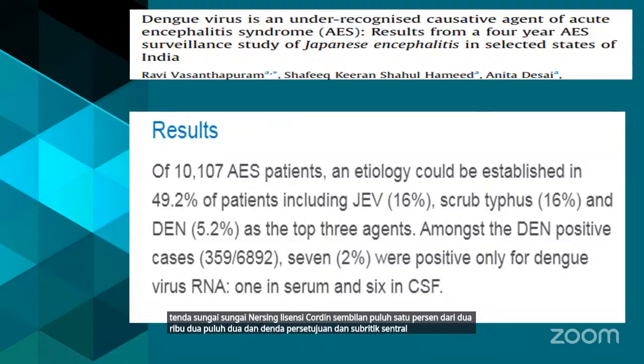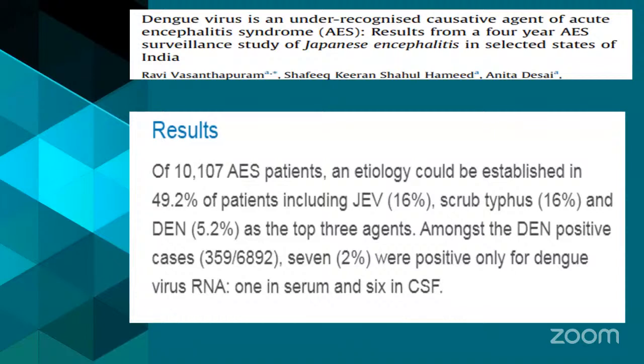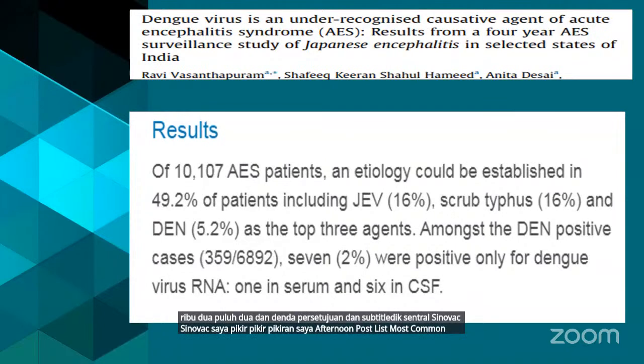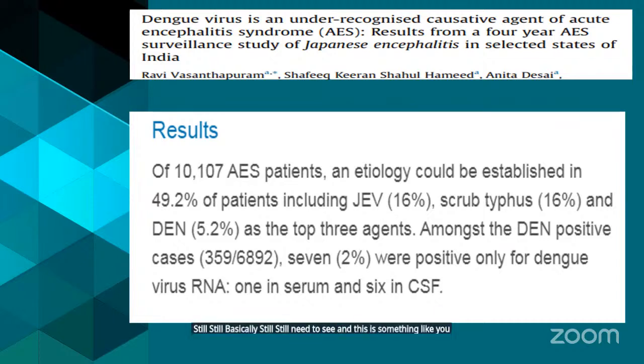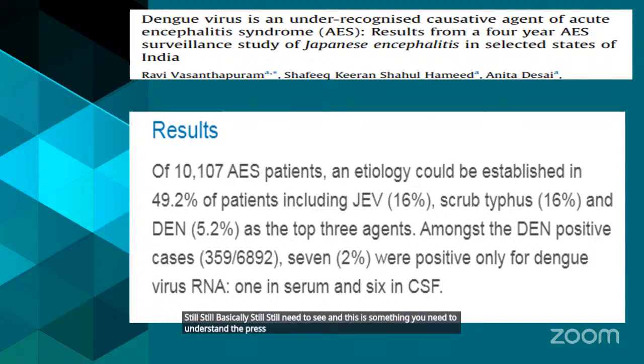Since in this study they were using a research mode, they used a lot of molecular methods. They were able to identify the cause of encephalitis in around 49%. JE happened to be the most common, at 16%, and 16% of patients also had scrub typhus. So scrub typhus encephalitis is an underrecognized entity, and this is something we need to understand because scrub typhus can be easily treated.